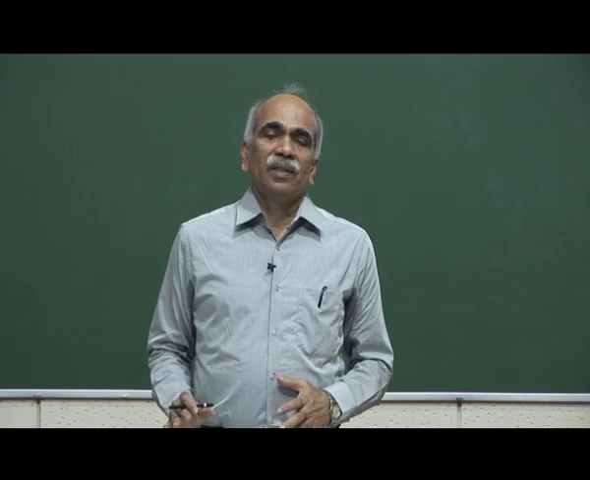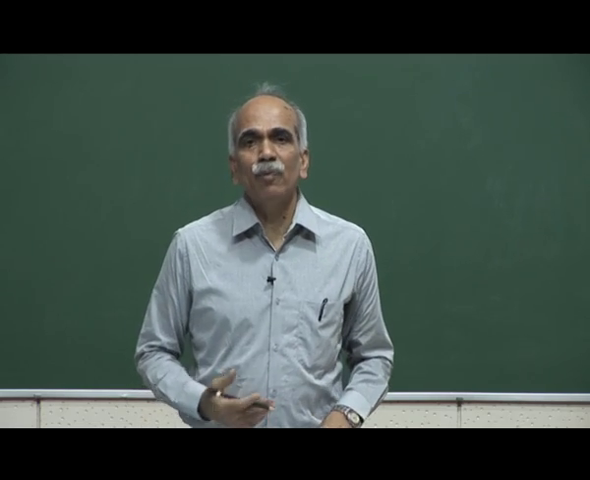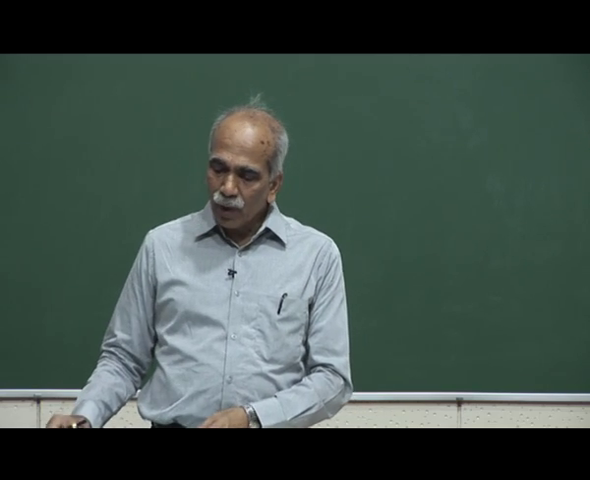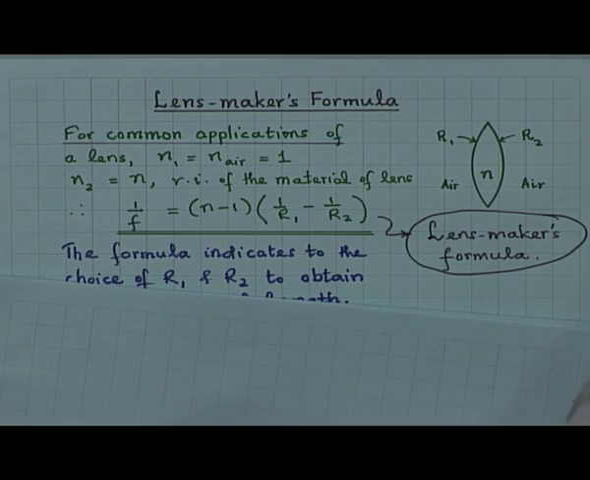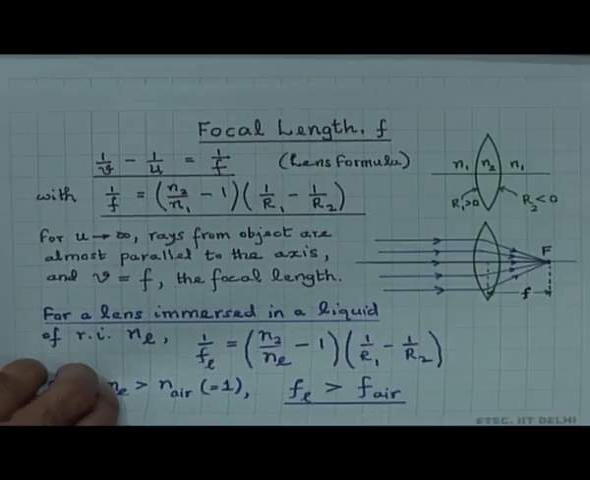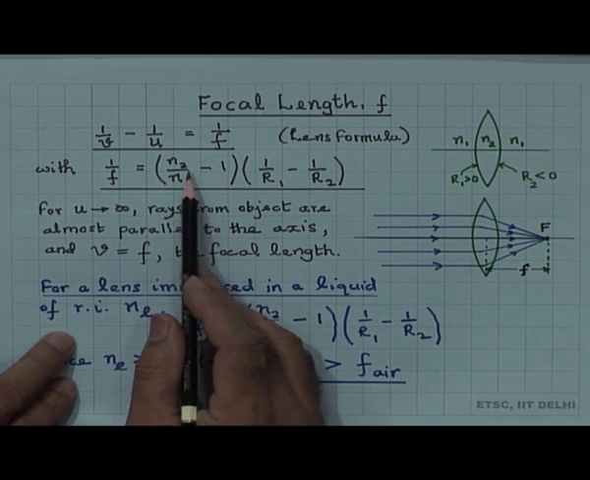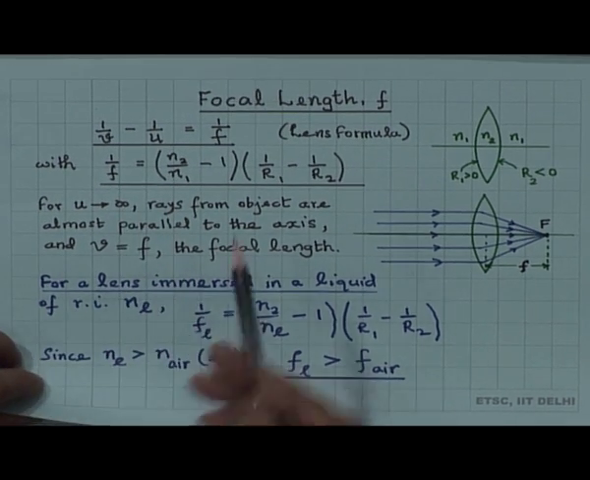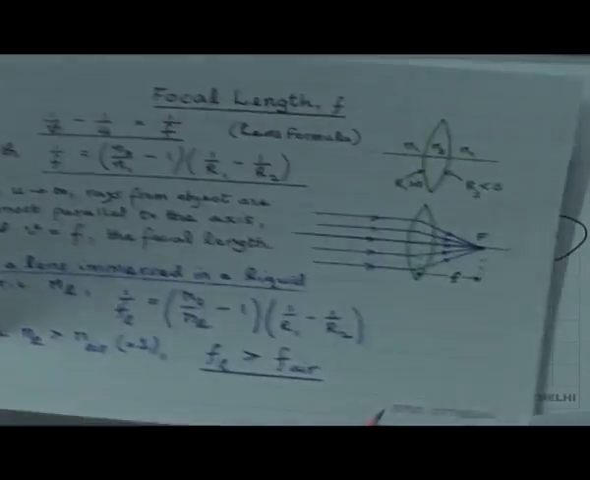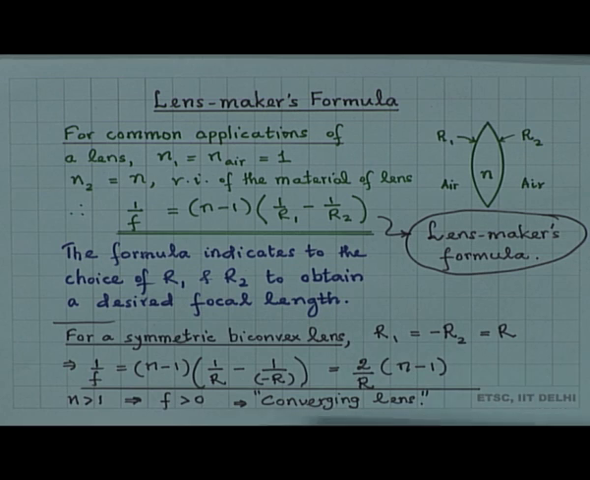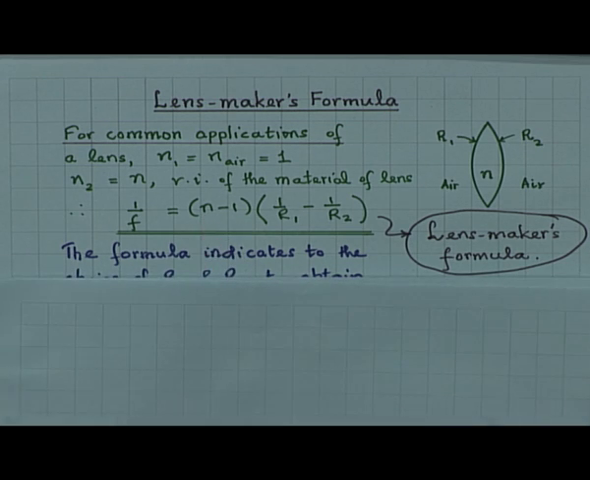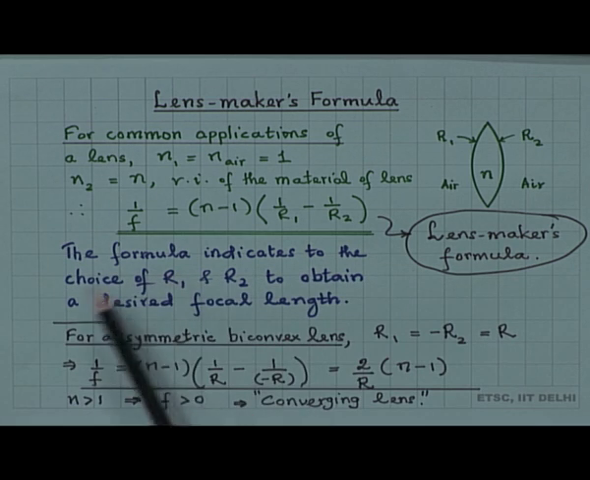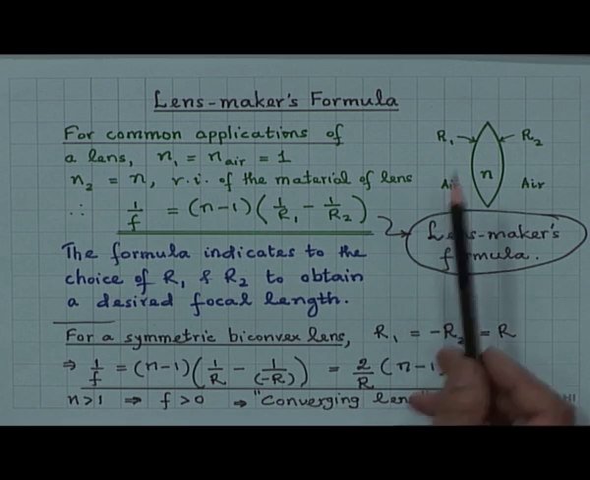Hence, this formula is traditionally called the lens maker's formula, although the general formula is what we had already seen, that 1 by f. So, this is the general formula, valid for all refractive indices, but in the special case when n1 is air, we use the lens maker's formula, which is simpler, where n is the refractive index of the medium. The formula indicates the choice of r1 and r2 to obtain a desired focal length. Now, we proceed further.